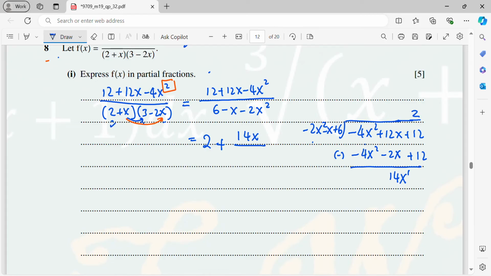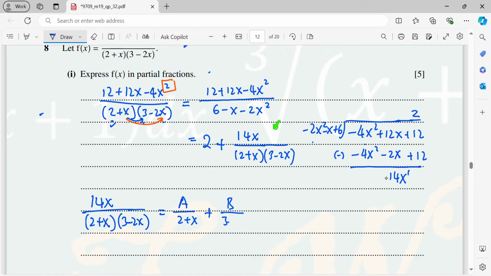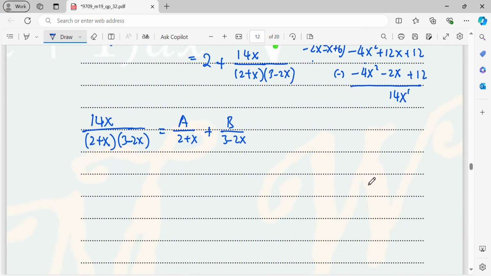Then for the denominator, I will rewrite these two factors. And now my partial fractions will be based on the latest rational function here. Later I will combine with the 2. So from here, I will start with 14x over 2 plus x multiplied with 3 minus 2x. Since the denominator has 2 linear factors, it will be A over 2 plus x plus B over 3 minus 2x.